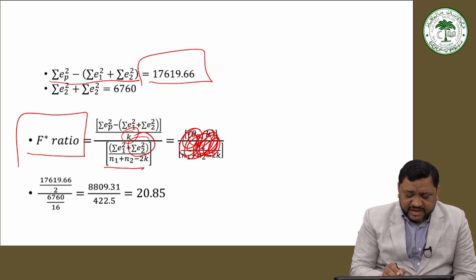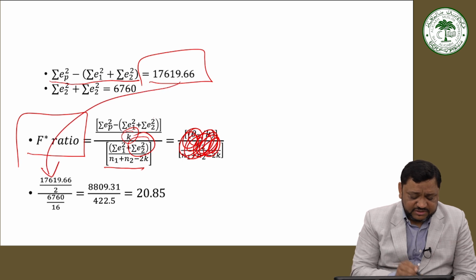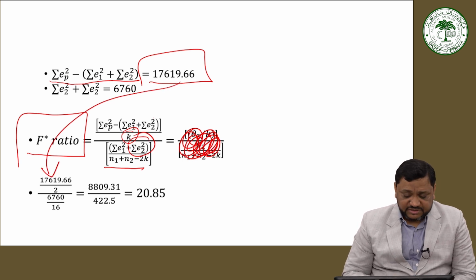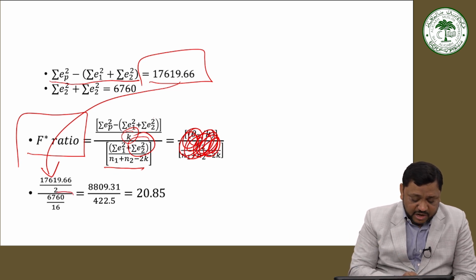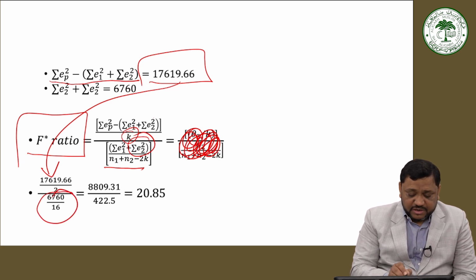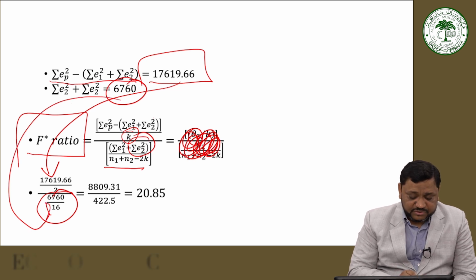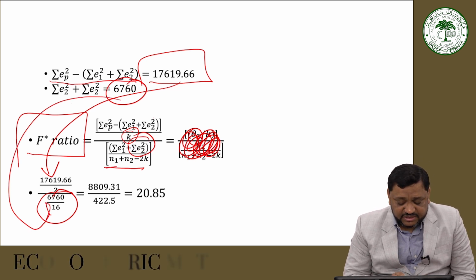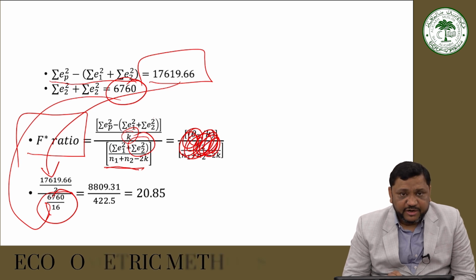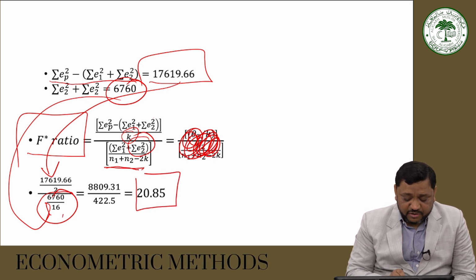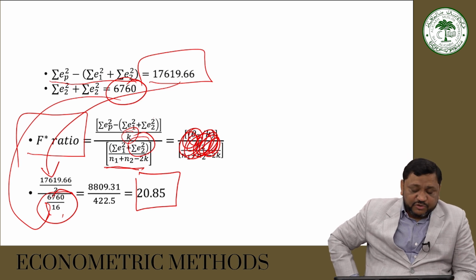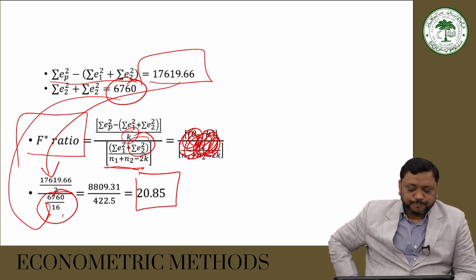Now, so that we can write 17619.66 divided by K, that is 2. There are 2 samples, and down it is 6760, that is the error of both the terms, divided by 16. 16 is N1 plus N2 minus 2K, that is equal to 16. Now we get the value of F ratio as equal to 20.85.